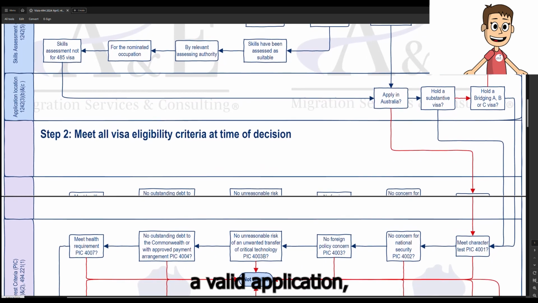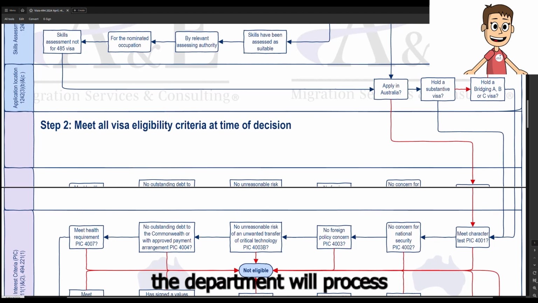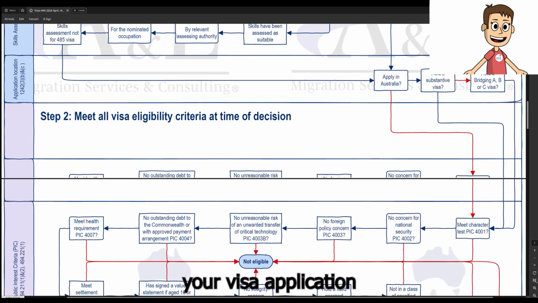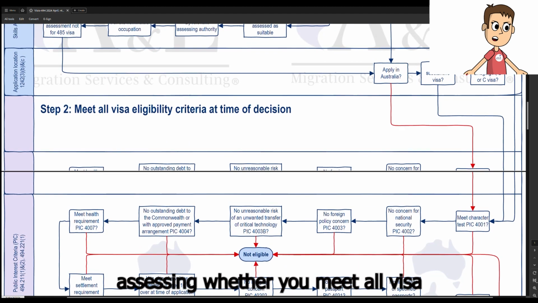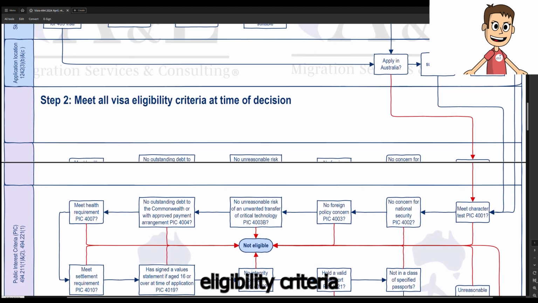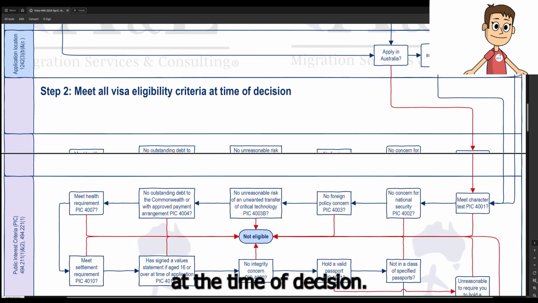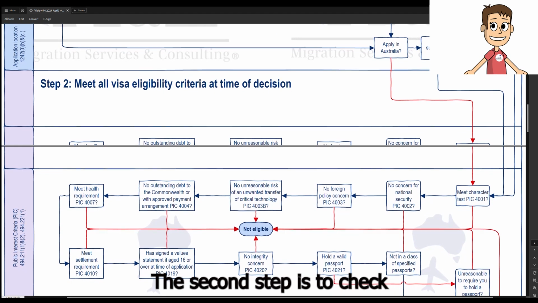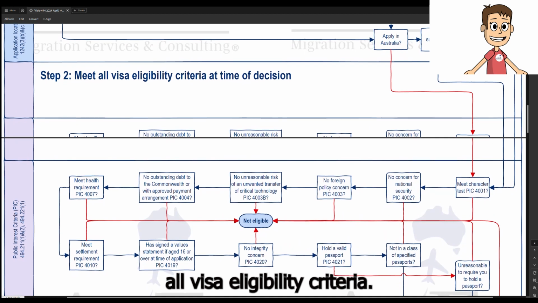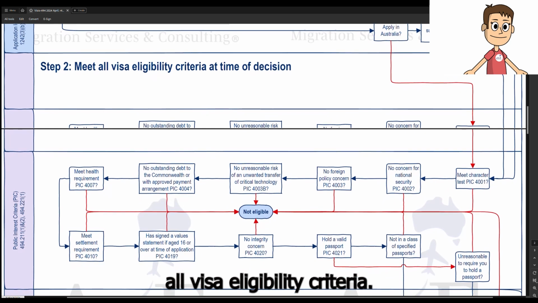If you have submitted a valid application, the department will process your visa application, assessing whether you meet all visa eligibility criteria at the time of decision. The second step is to check whether you satisfy all visa eligibility criteria.